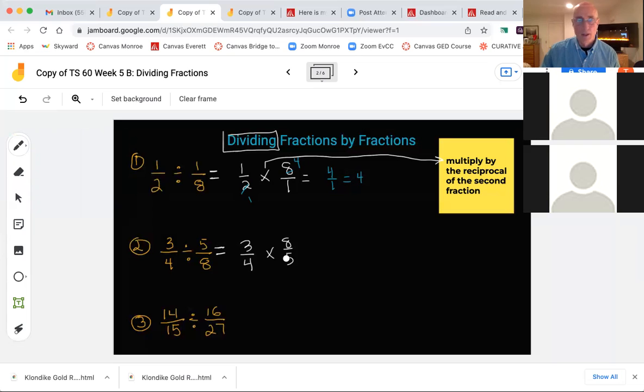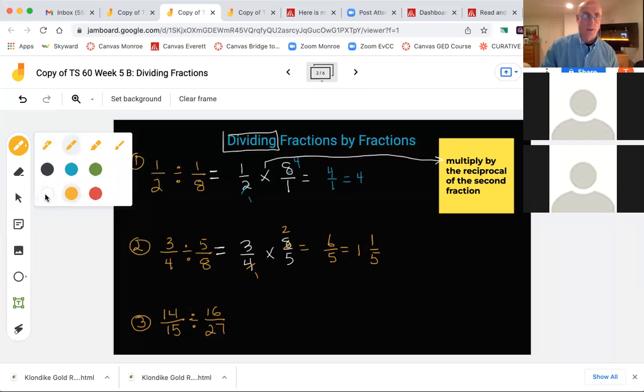Okay. And then at that point, I now have the option to now cross cancel. 4 goes into itself once, into 8 twice, multiply, and I get 6/5. Change it to a mixed, and it's 1 1/5. Okay. So that's the idea. Now, you'll notice on this number 3 here, we've got big numbers here. And that's again why you're going to find that cross canceling will become your friend.